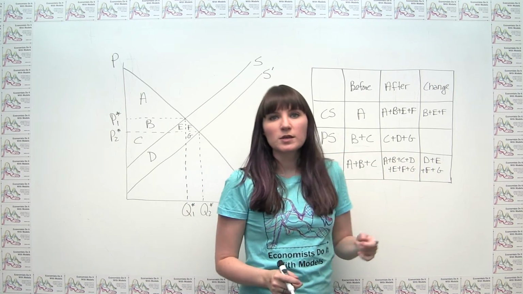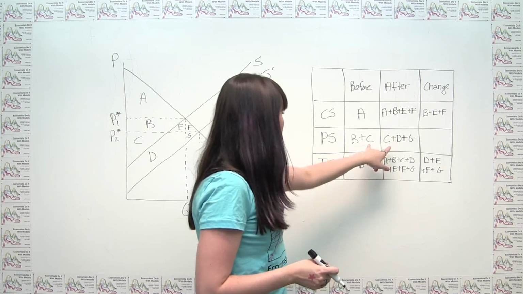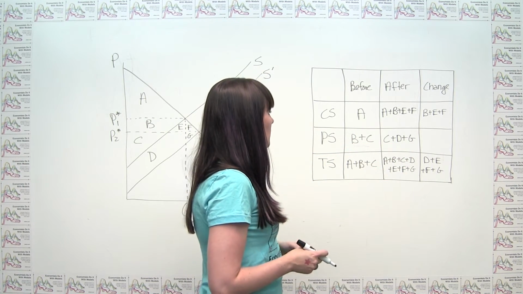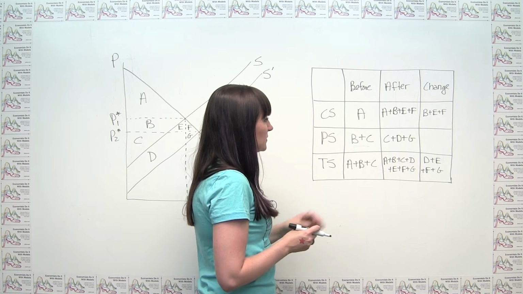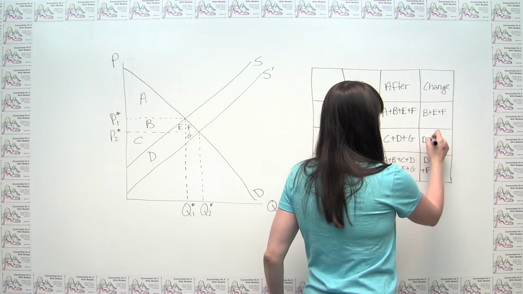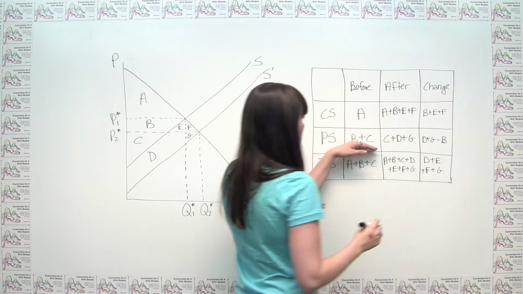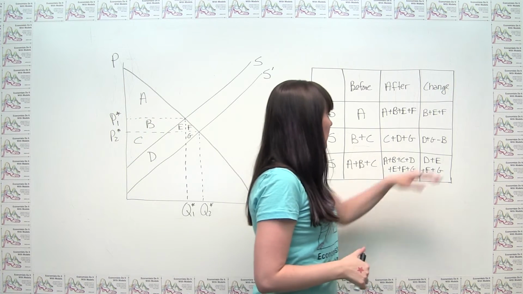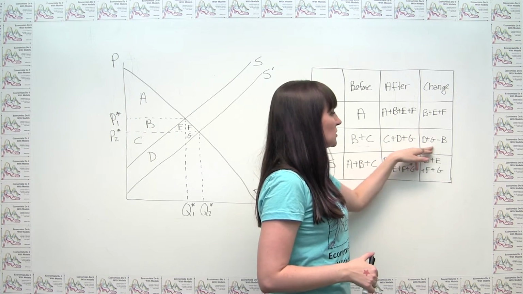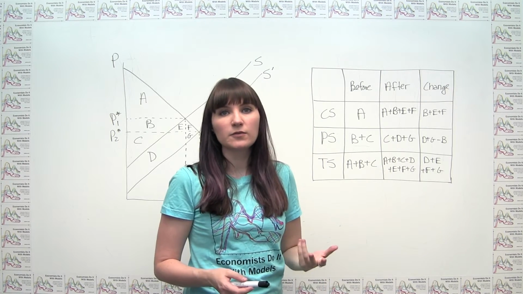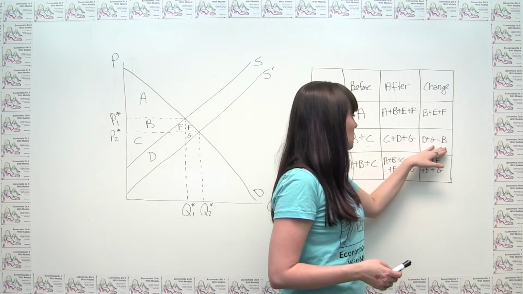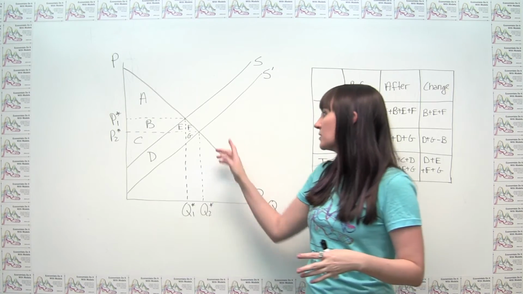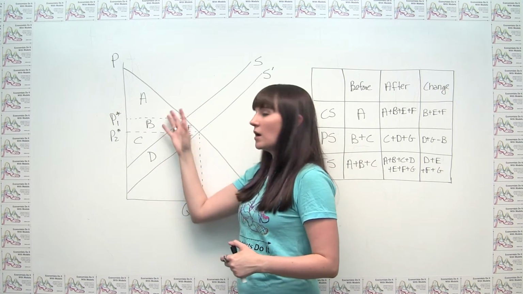Analyzing this producer surplus is a little bit more complicated, because if we look at the change here, we see that going from before to after, producers added areas D and G, but they subtracted area B. So just looking at this, it's not entirely obvious whether this change is positive or negative. So to think about whether this change is positive or negative, we need to go back to our intuition about producer surplus, and we need to go back and think about what's going on at a higher level here.